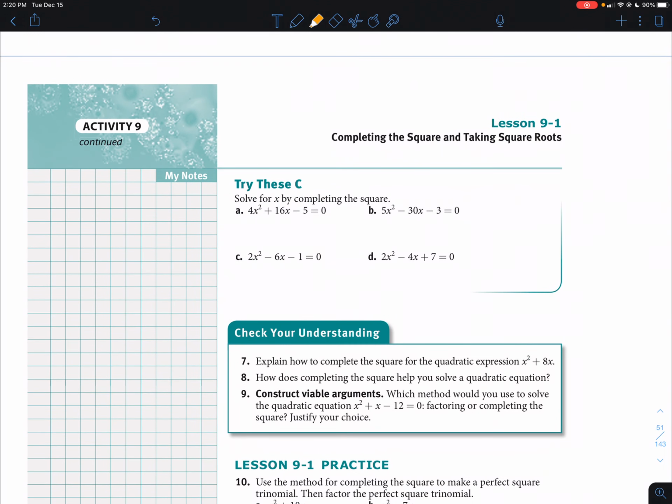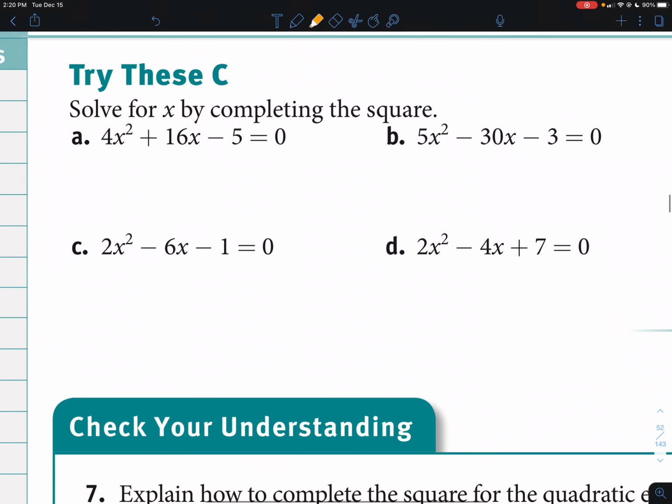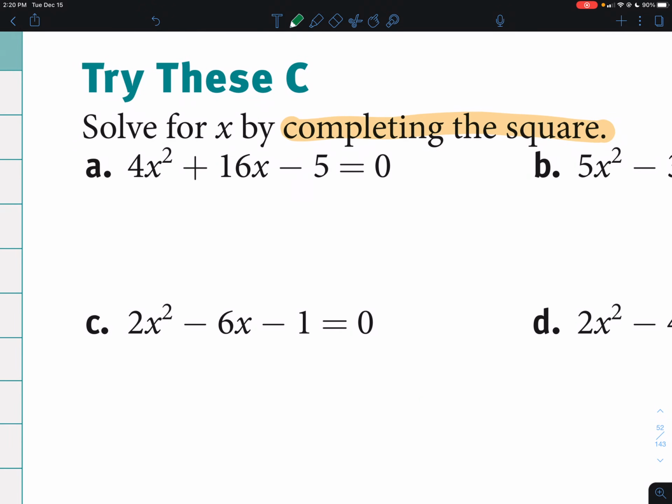So we're going to do some examples. We've got A, B, C, and D here. Solve each by completing the square. So the first thing we should do is make A equal 1. On this one, A equals 4, so the first thing I need to do is divide everything by that leading coefficient. This only works if A equals 1. So I divide everything by 4, and I get x squared plus 4x minus 5 over 4 equals 0.